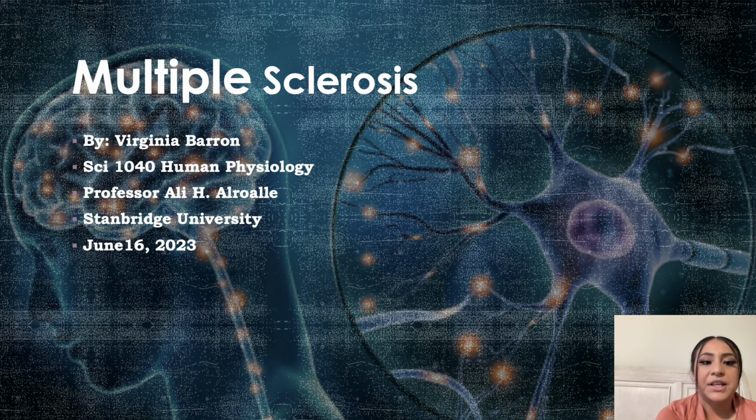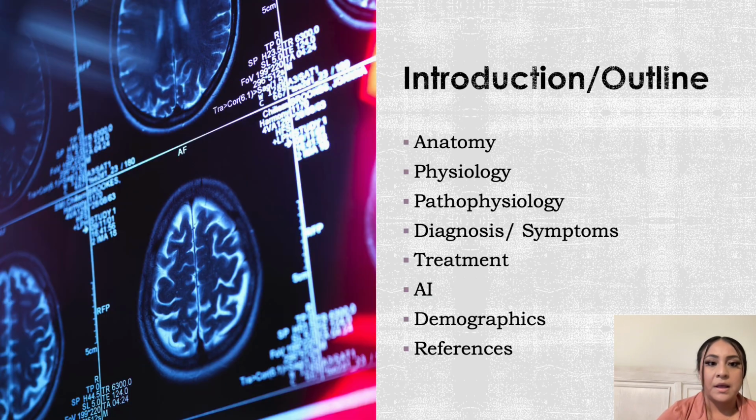Hi, my name is Virginia Barron, and the disease that I'm going to be talking about is multiple sclerosis. In this PowerPoint, I'm going to talk about the anatomy, physiology, pathophysiology, diagnosis and symptoms, treatment, artificial intelligence, demographics, and at the very end, I'll list all of my references.